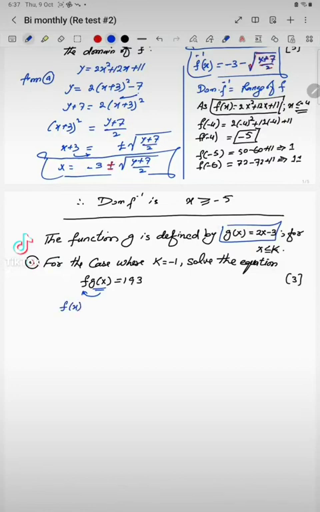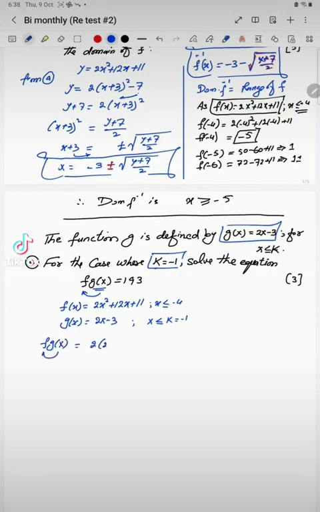Here I am going to rewrite f of x is 2x square plus 12x plus 11 with domain x less than or equal to minus 4, and g of x is given to be 2x minus 3 with domain x less than or equal to k, and given that k is equal to minus 1, I can write x less than or equal to minus 1. So for fg of x, g must be inside f, so 2 into (2x minus 3) whole square. As already in the previous videos I have explained how to substitute the values.